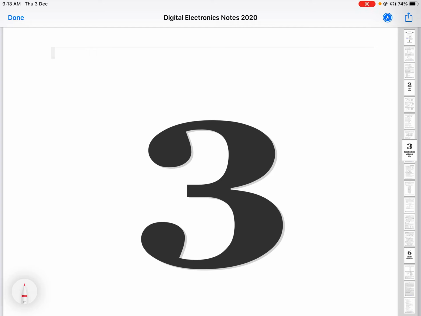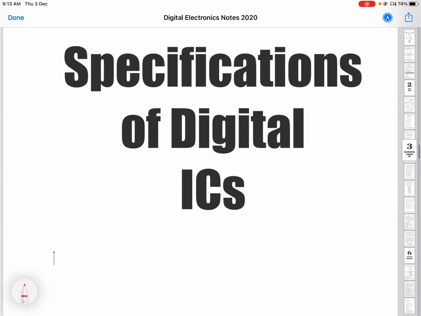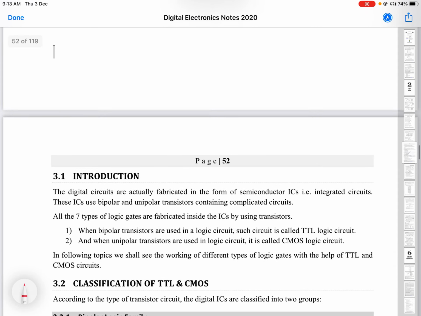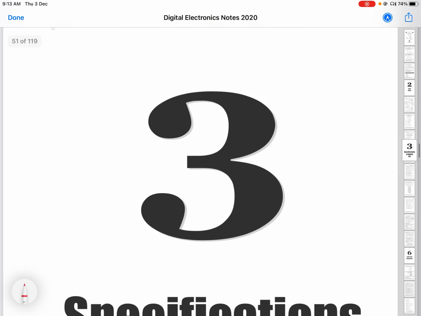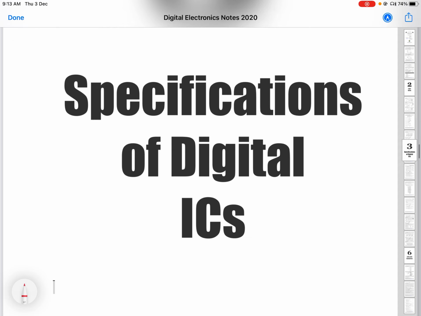Hello. Now we shall start with chapter 3, Digital Electronics Notes. Refer page number 51. On this page, we shall start with chapter number 3, and the title of this chapter is Specifications of Digital ICs.